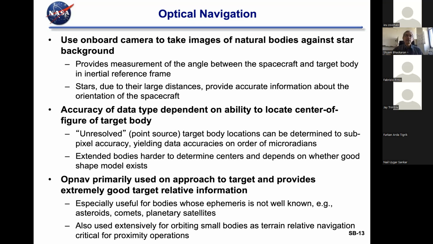So the OpNav is very, very useful for missions that go to bodies which we don't know the orbit of. These include the outer planets, satellites of all the outer planets, and especially asteroids and comets. Also, if you're orbiting a small body, for example, an asteroid mission, like recently the Hayabusa mission went to an asteroid called Ryugu, the OSIRIS-REx mission went to an asteroid called Bennu. If you're orbiting these very small bodies, all the landmarks on those bodies provide a very good navigation data type. So we use optical navigation extensively for small body missions as well.